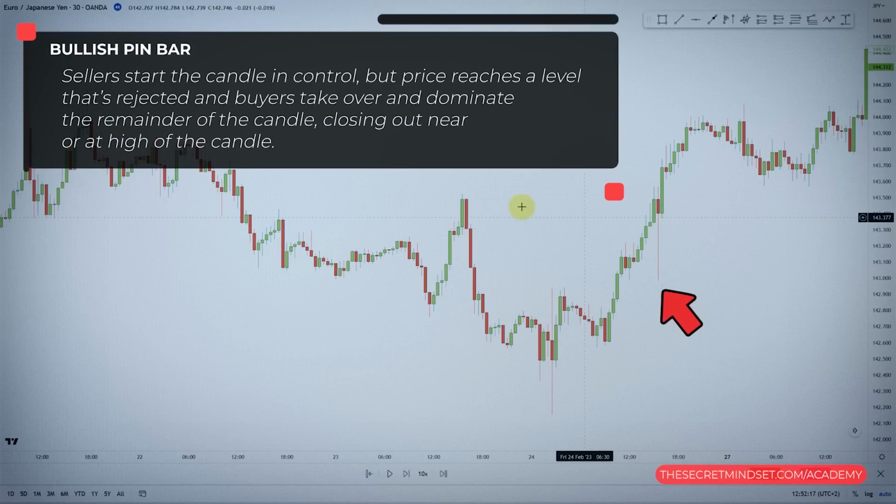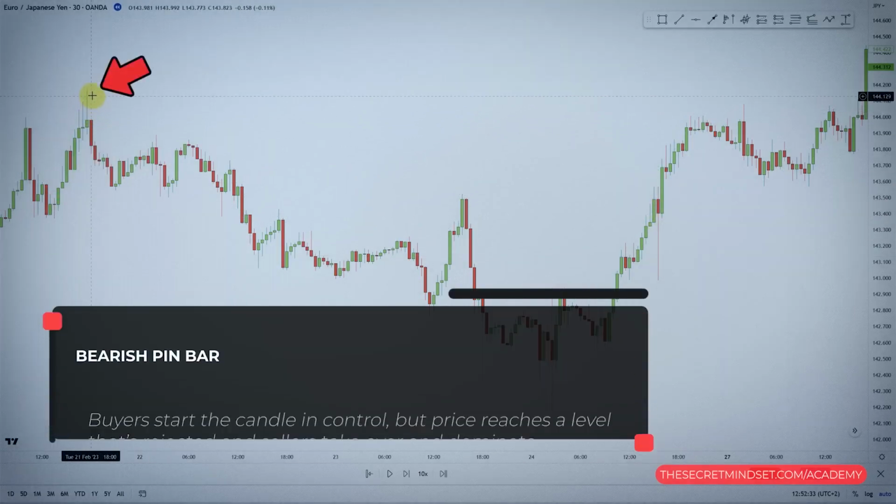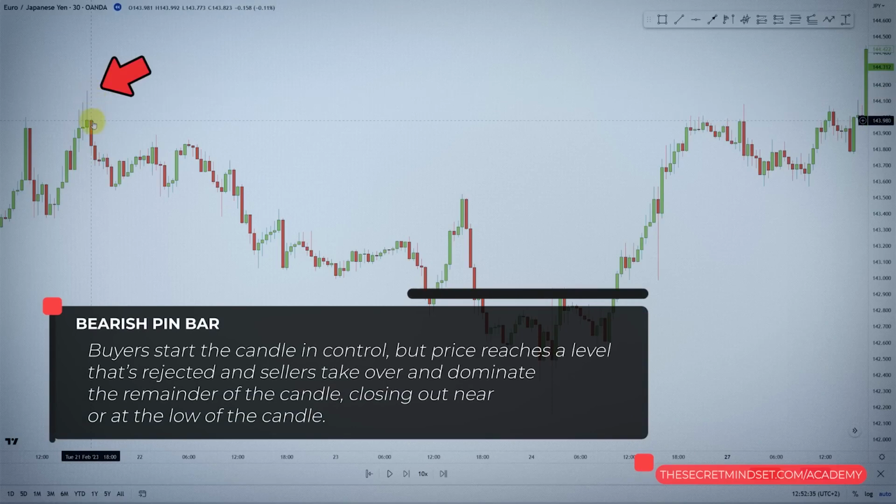Bullish pin bars form when sellers start the candle in control, but price reaches a level that's rejected, and buyers take over and dominate the remainder of the candle, closing out near or at the high of the candle. Bearish pin bars form when buyers start the candle in control, but price reaches a level that's rejected, and sellers take over and dominate the remainder of the candle, closing out near or at the lows.